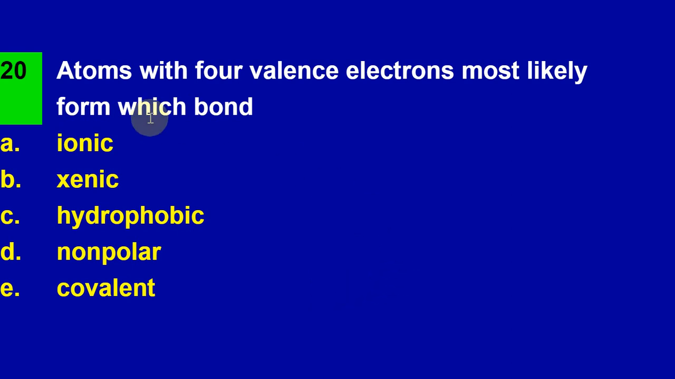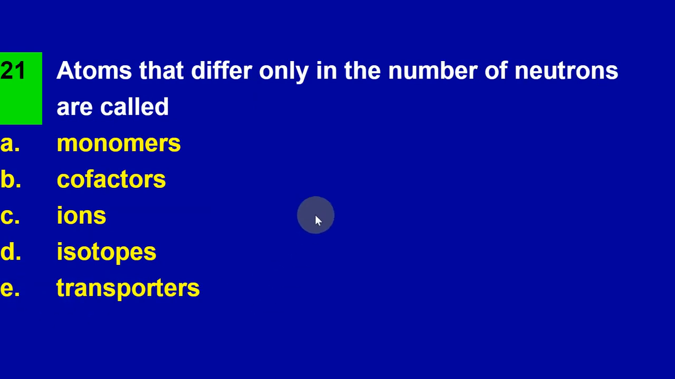Next. Number 20, atoms with 4 valence electrons most likely form which bond? I think what this is getting at, you got to think about this. What type of bonds do we learn about? Ionic bonds, covalent bonds, van der Waals interactions, you know. Something with 4 valence electrons. It's not going to be accepting 4 more electrons. It's not going to be donating its 4 electrons. It's going to be sharing, right, to get to that octet. So what's sharing? Is it ionic, xenic, hydrophobic, nonpolar? It's covalent, right? Yeah, something like carbon, covalent bonds.